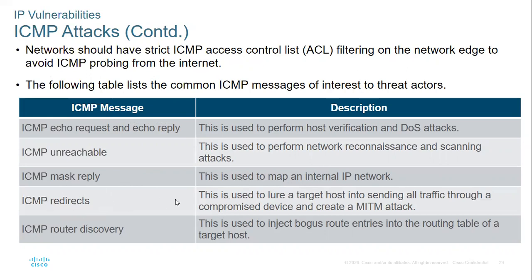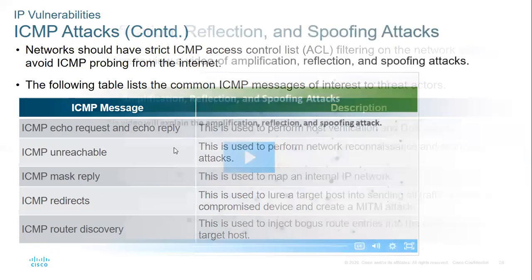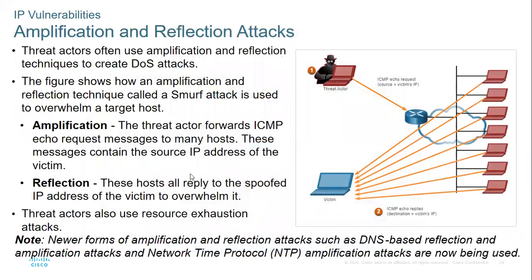ICMP redirects. These are used to attract a host into sending traffic through a compromised device and then creating a man-in-the-middle attack. The router discovery messages are used to inject fake routing entries into the routing table of a targeted host. So this is what is happening. We have these messages which are used for a good purpose, but hackers are using them in a different way.